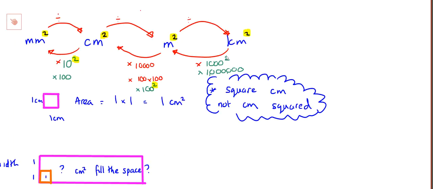So all you actually have to remember are the things from the lengths. Do you remember the lengths? Millimeters and centimeters was times 10. The length was times 10, but because area has squared, we times 10 squared. Okay?